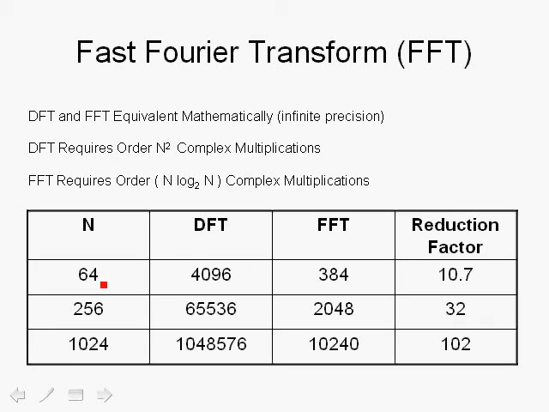So even if n is equal to 64, we require 4,096 complex multiplies, but with an FFT only 384, a saving by a factor of 10.7. And for n equals 256, of course, we get a dramatic reduction in the number of complex multiply operations using an FFT, and also with n equals 1024. Now, these values of n are typically encountered in OFDM implementations in Wi-Fi, WiMAX, and other communications environments.